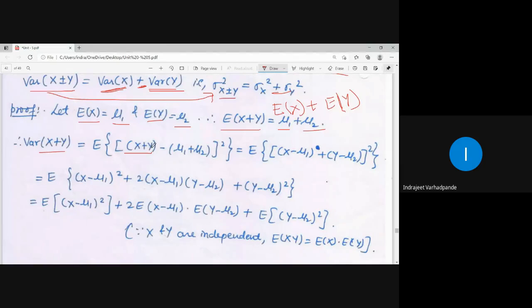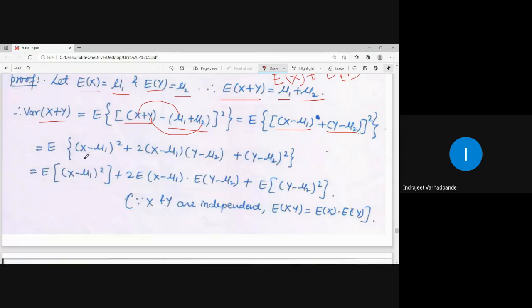Expectation of x plus y, correspondingly their mean will be mu1 plus mu2. So the variance is the expectation of x plus y minus mu1 plus mu2, whole bracket squared. Arrange the terms: x minus mu1 plus y minus mu2, whole squared. Now what is a plus b whole square? It is a square plus 2ab plus b square.